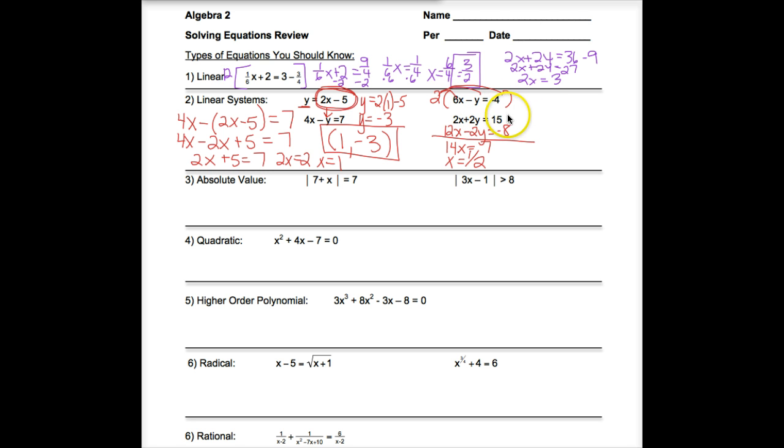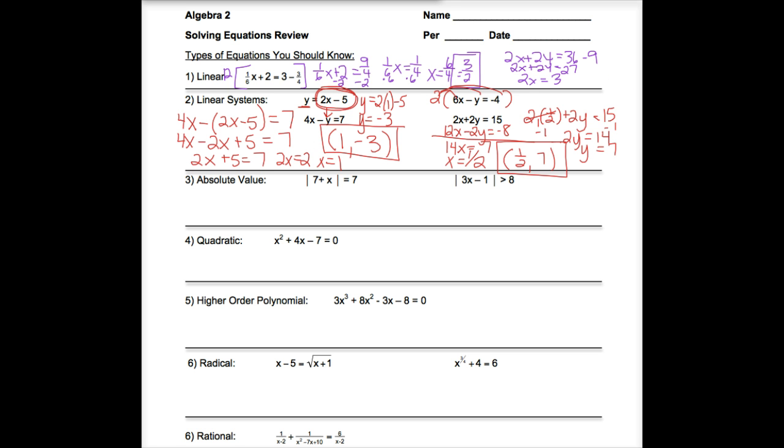Let's just do the bottom one since it has less writing by it. So 2 times 1/2 plus 2y equals 15. So this becomes 1. So subtract 1 on both sides. 2y equals 14. Divide by 2, and y is 7. Again, list your answer as an ordered pair. So 1/2, 7 is going to be your solution.